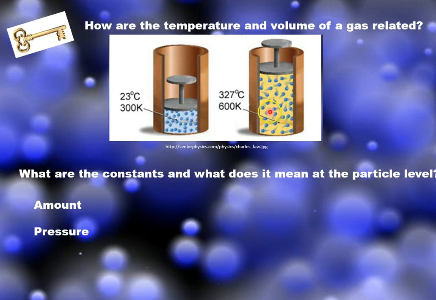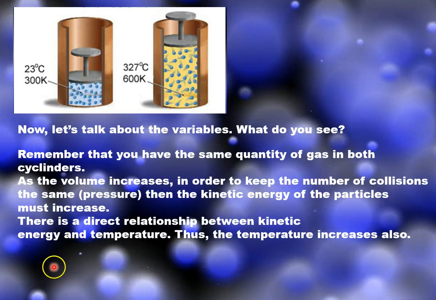If we increase the volume, then the number of collisions has to stay the same, so we have more room for those particles to move around. How is that going to affect the temperature? Okay, so the temperature is going to have to increase, which means that the particles are going to have more kinetic energy, or they're going to move at a greater speed. Why? So that the number of collisions in the bigger space is going to remain constant. So those are the things that I want you to think about, the relationships that I want you to think about.